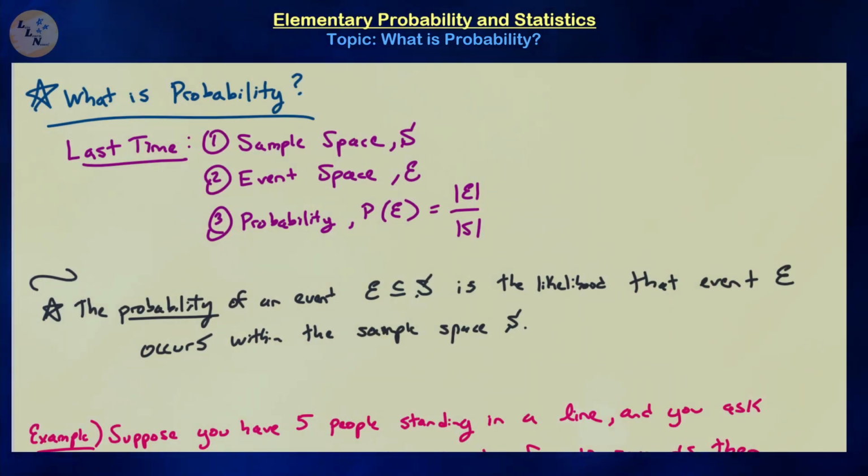Hello there, and welcome back. In this video, we're going to continue our discussion of the fundamentals of probability theory. In the last video, we introduced two important concepts, the sample space and the event space.